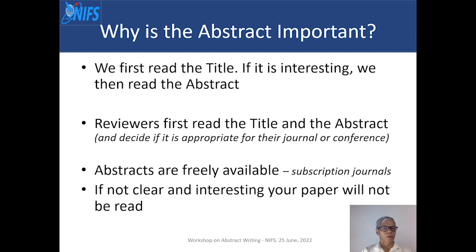So why is the abstract important? Because we first read the title of a conference or a journal paper. If it is interesting and something that can be understood, we then move on to read the abstract. Reviewers of journals and conference papers first read the title and then the abstract, and then decide if it is appropriate for their journal or conference. Abstracts are freely available, be they subscription journals or open access journals. And obviously, if the abstract is not clear and interesting, the subsequent details in your paper will not be read.